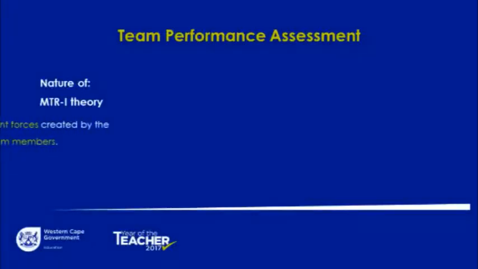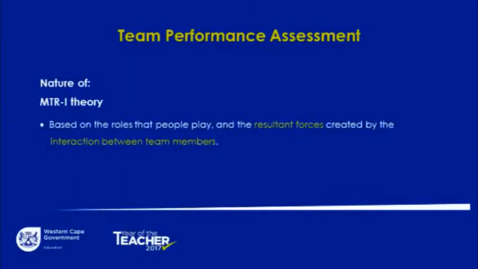The MTRI theory, also known as the Management Team Role Indicator. So what is this theory about? This theory is based on the roles that people play and the resultant forces created by the interaction between team members. Resultant forces. What does this mean? I'm sure this will throw you off when you read it. If you read interaction between team members, it should give you an idea of what resultant forces mean.